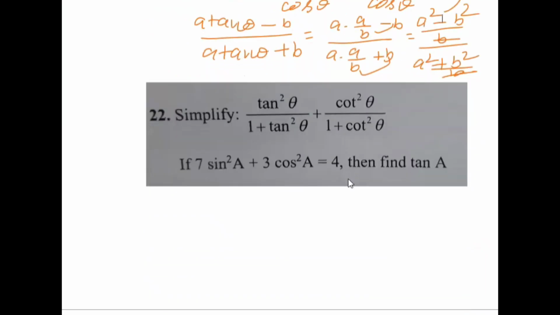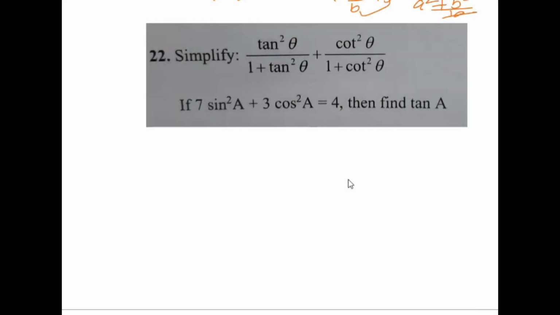Okay, so take this part. This is also asked in previous year questions. So what we are going to do: if 7 sin square theta plus 3 cos square theta equal to 4, then tan A की value हमें find करनी है. Okay, so how can you do that? We have to check it in the other part.